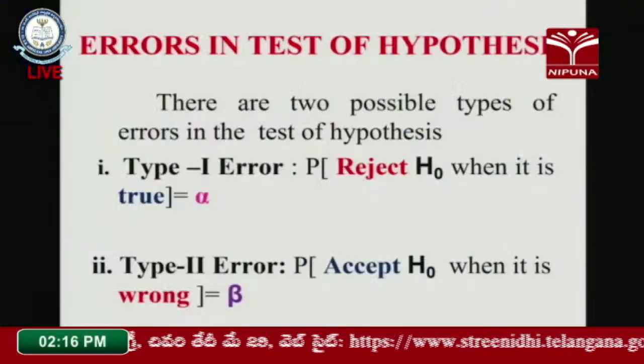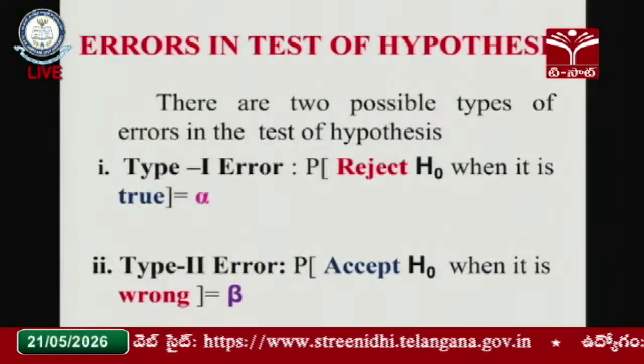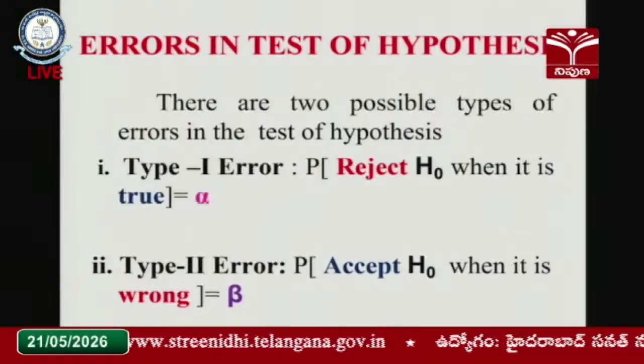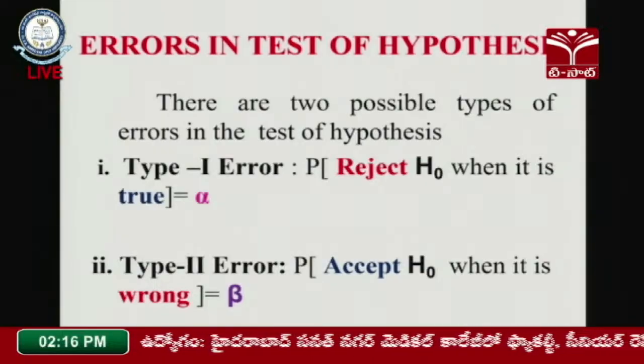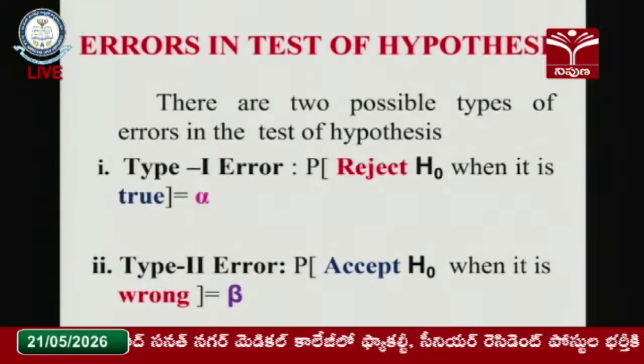Next slide. So in detail, according to probability, we'll discuss what is a type 1 error and what is a type 2 error. There are two possible types of errors in testing of hypothesis. One is type 1 error, another one is type 2 error. So probability of rejecting H0 when it is true. Already we discussed, just now I explained this. Reject H0 when it is true, so it is equal to alpha.